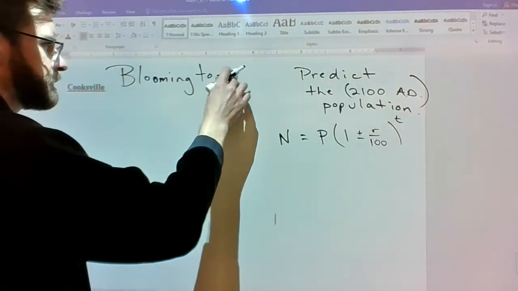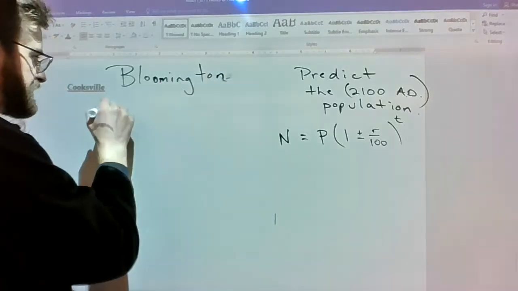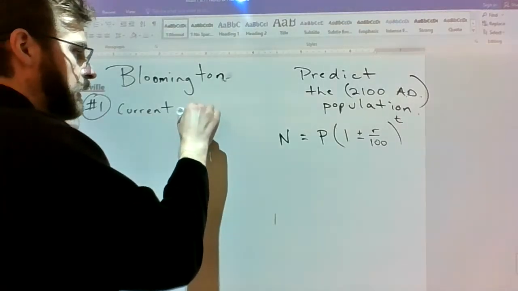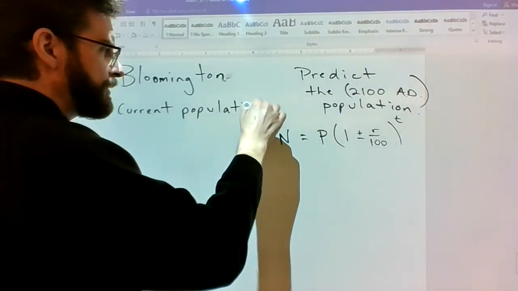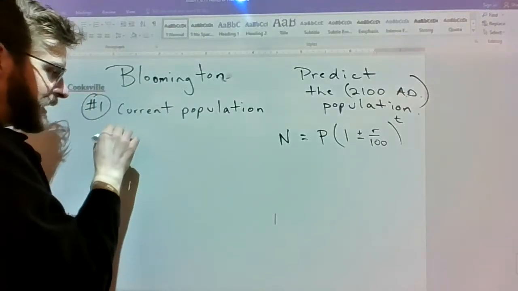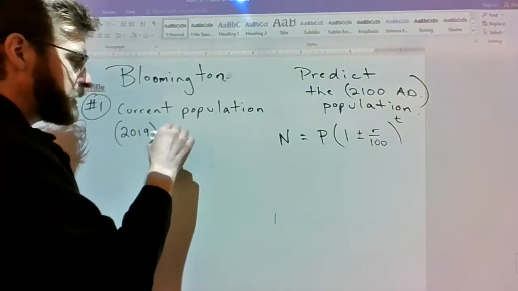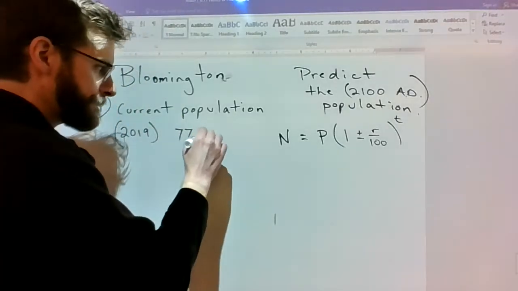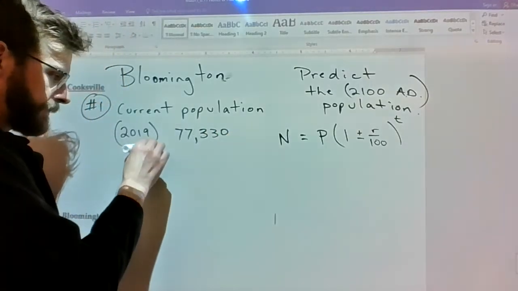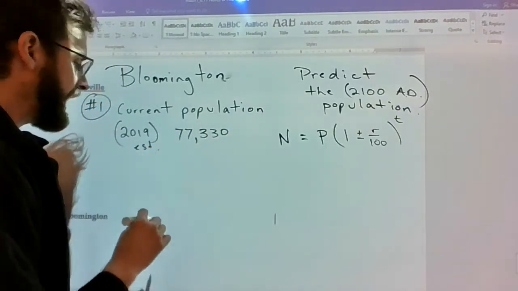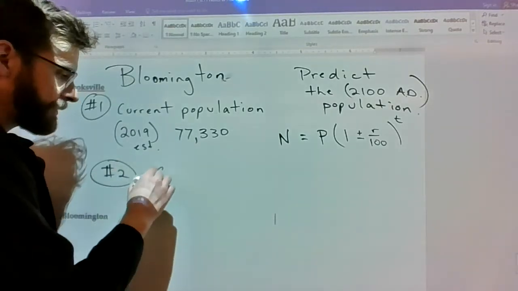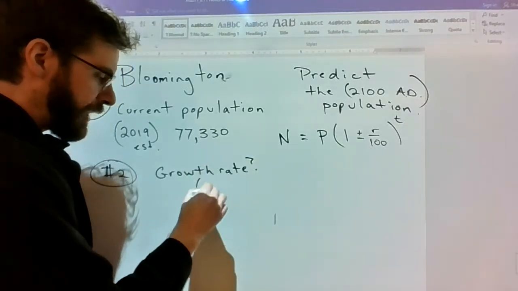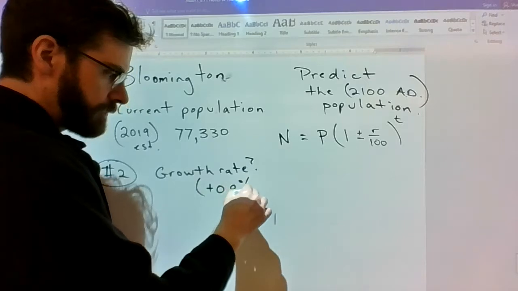All right, so Bloomington. Let's get a current population estimate. From the same source that I went to, I found that Bloomington's population in 2019 was 77,330. Same year, that was an estimated population. And the growth rate was ever so slight. The growth rate was a positive 0.9%.